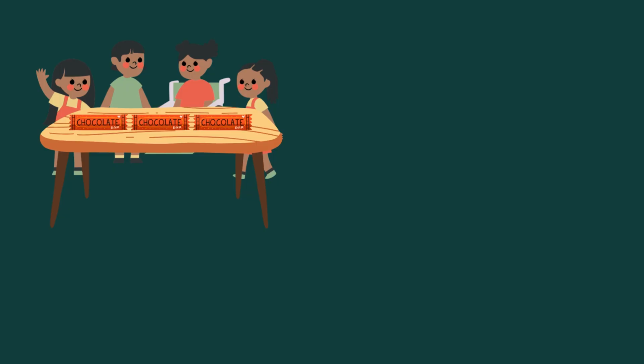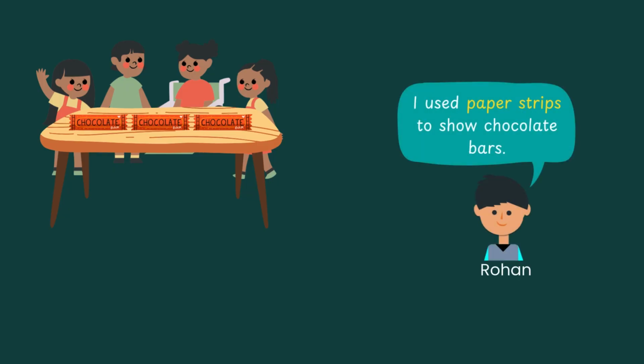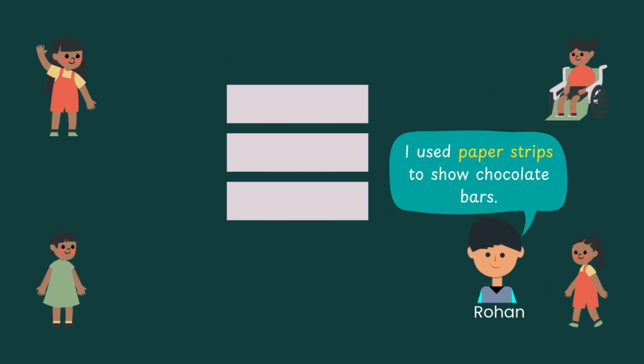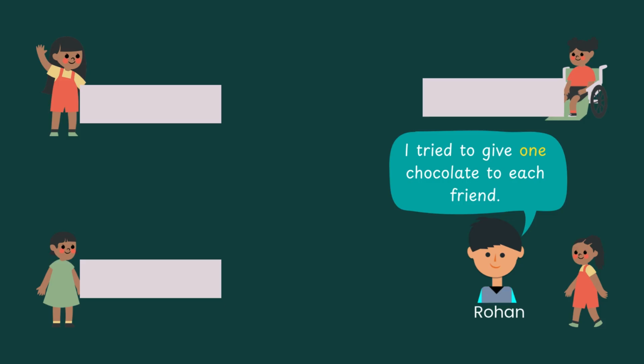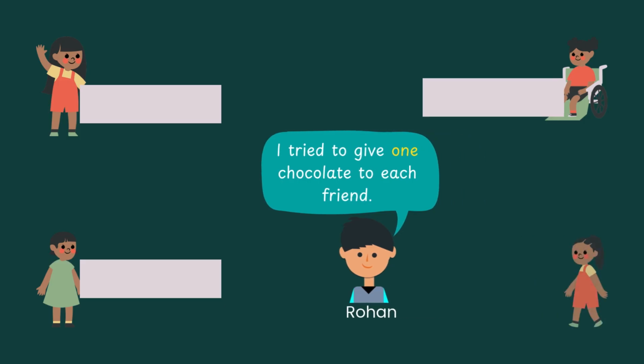Alright, let's see what some of you came up with. Rohan, you started with paper strips to represent the chocolates. Nice thinking. What was your first step? Okay, you tried giving 1 chocolate bar to each friend, 1 to Kavita, 1 to Lakshmi, and 1 to Meena. But what about Neelam? She didn't get any chocolate.